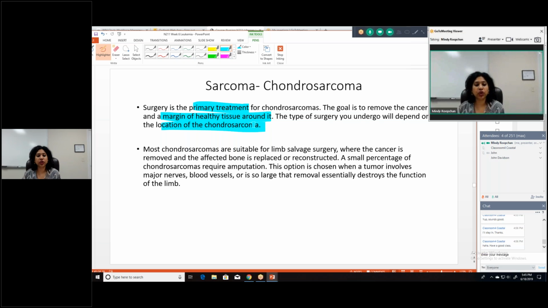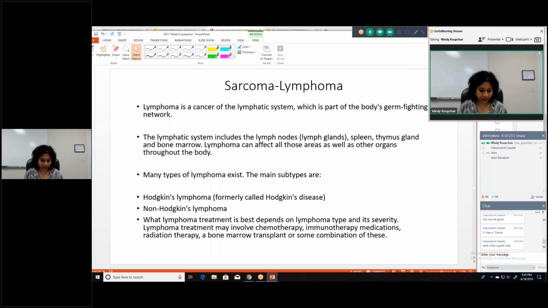Most of these chondrosarcomas are suitable for limb salvage surgery, where the cancer is removed and the affected bone is either replaced or reconstructed. A small percentage will be amputation. They're trying not to amputate, but if they need to, the option is chosen when a tumor involves major nerves or blood vessels, or is so large that it destroys the function of the limb anyway. So they have to remove it and the patient gets a prosthesis instead.